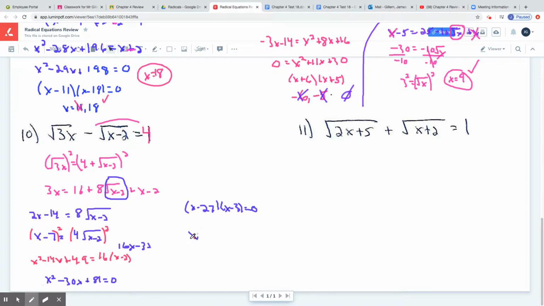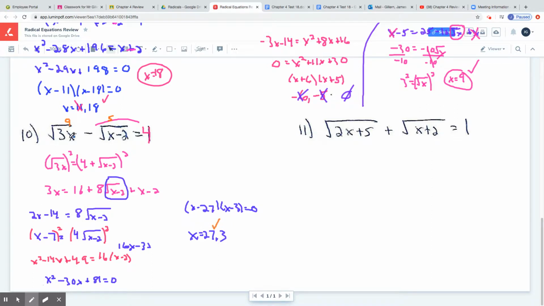So I have two possibilities, 27 and 3. Now, once again, we squared both sides. You must check your answers. So plug in 27. 27 times 3 is 81. The square root of 81 is 9. 27 minus 2 is 25. The square root of 25 is 5. Does 9 minus 5 equal 4? It does. So 27 works.